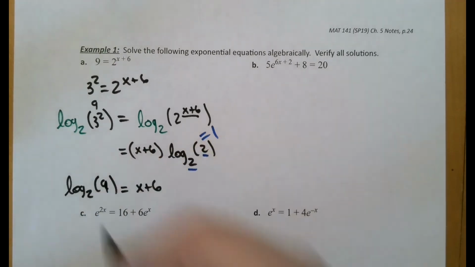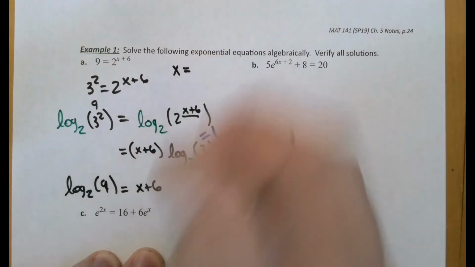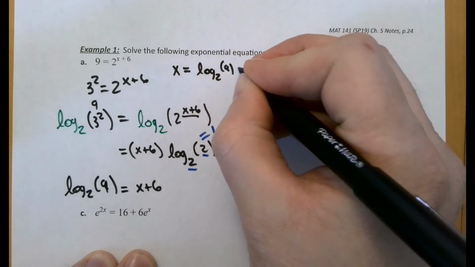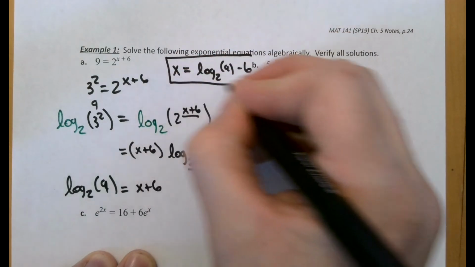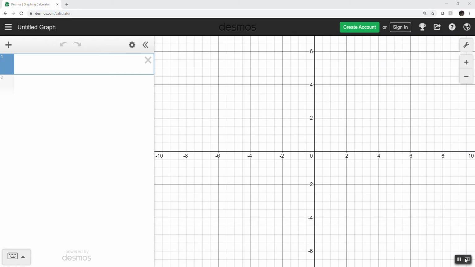Now, log base 2 of 9 is just a number. We could use our calculator to evaluate it. It's irrational, not nice, neat, and clean. So I'm happy with this as my final answer: x equals, subtract 6 from both sides, log base 2 of 9 minus 6. That's a perfectly good answer. Unfortunately, MyMathLab will probably require you to enter this as a decimal. So let's check that out.